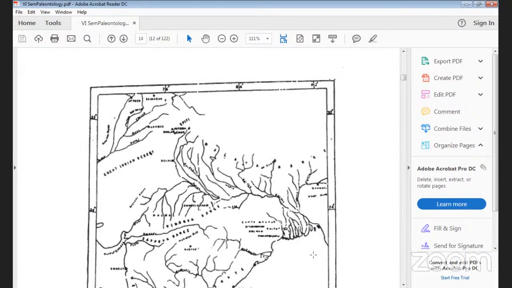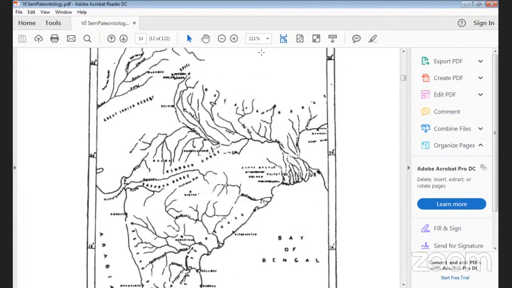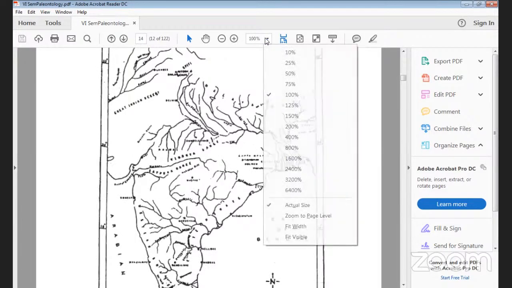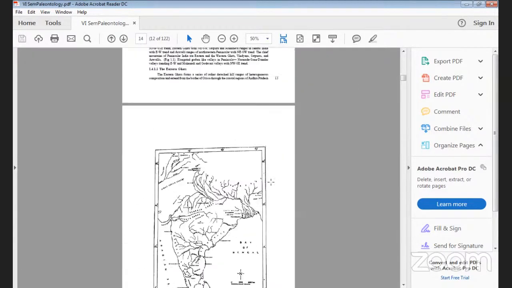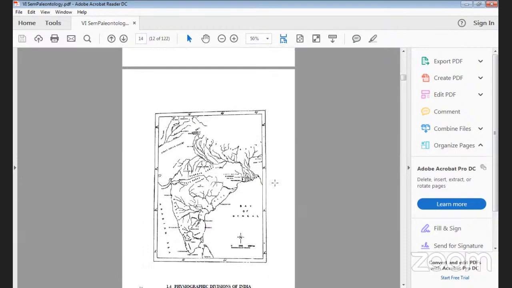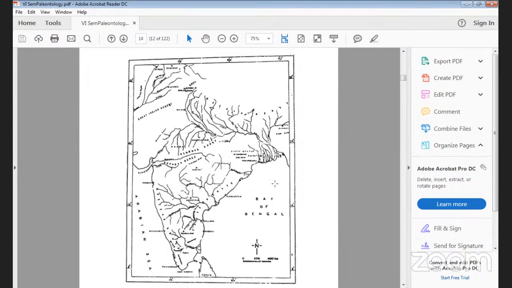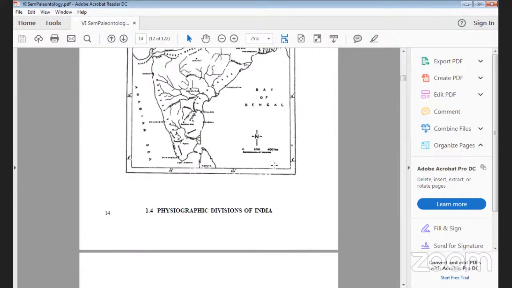Now this is the physiography of our Indian subcontinent.